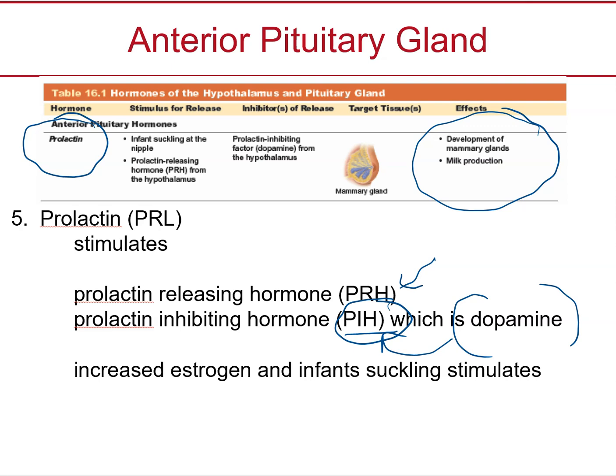Now, males and females have mammary glands, but men don't lactate. There's no prolactin, and it's not developed as well. The estrogen that's produced and the infant suckling is what actually stimulates the prolactin. And then as you have the suckling, you're going to develop the mammary glands and produce the milk for lactation.